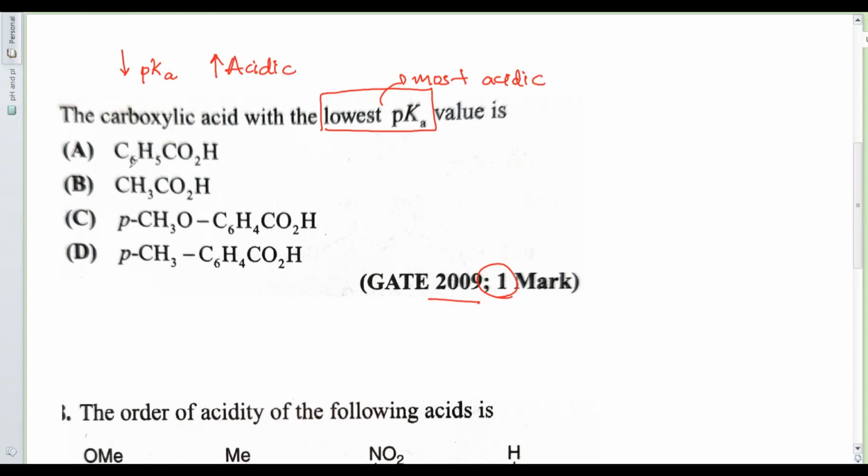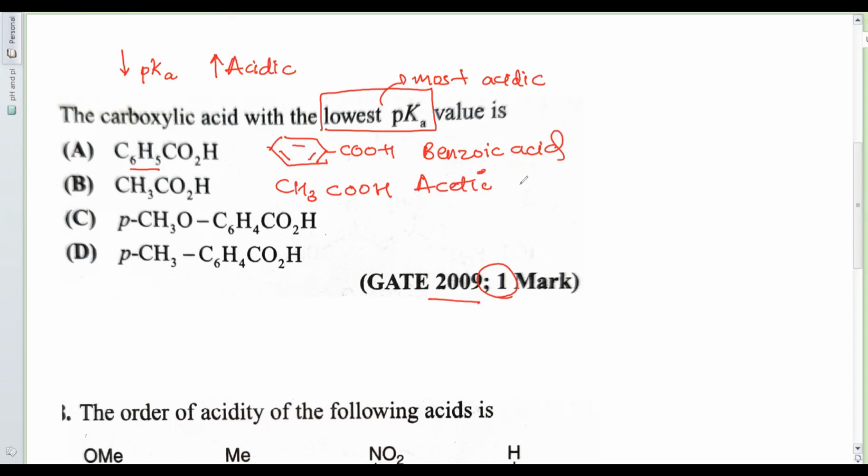Here you have one option saying C6H5CO2H. Now C6H5 is nothing but the benzene ring, as we all know, and CO2H is nothing but COOH. So the first thing they are talking about is benzoic acid. Benzene with a carboxylic group is called benzoic acid. Then here we have CH3COOH. This is called acetic acid.